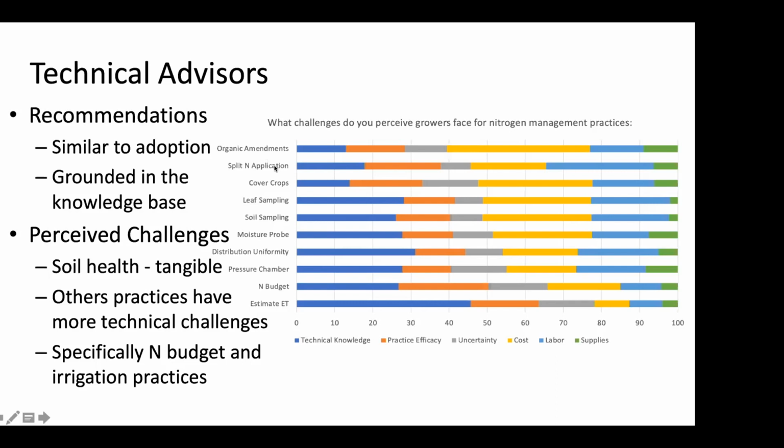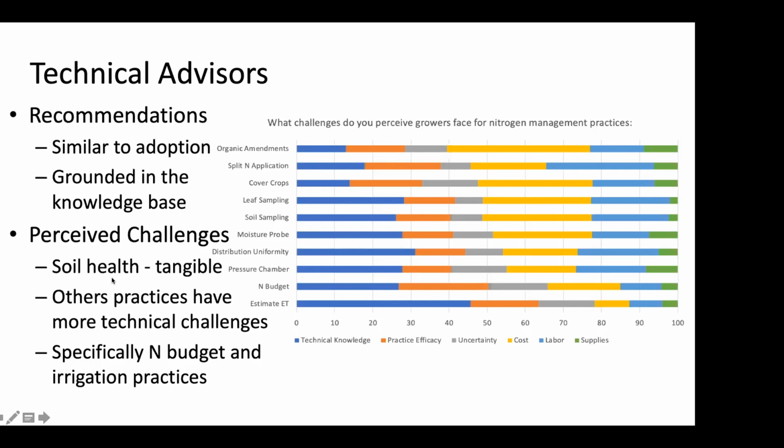And what we saw were some different results here: some of these soil health practices here on the top, we're looking at organic amendments and cover crops, had lower amounts of technical knowledge, practice efficacy, and uncertainty. So this is the blue, orange, and gray respectively, and greater amounts of responses about challenges with costs and labor and supplies.